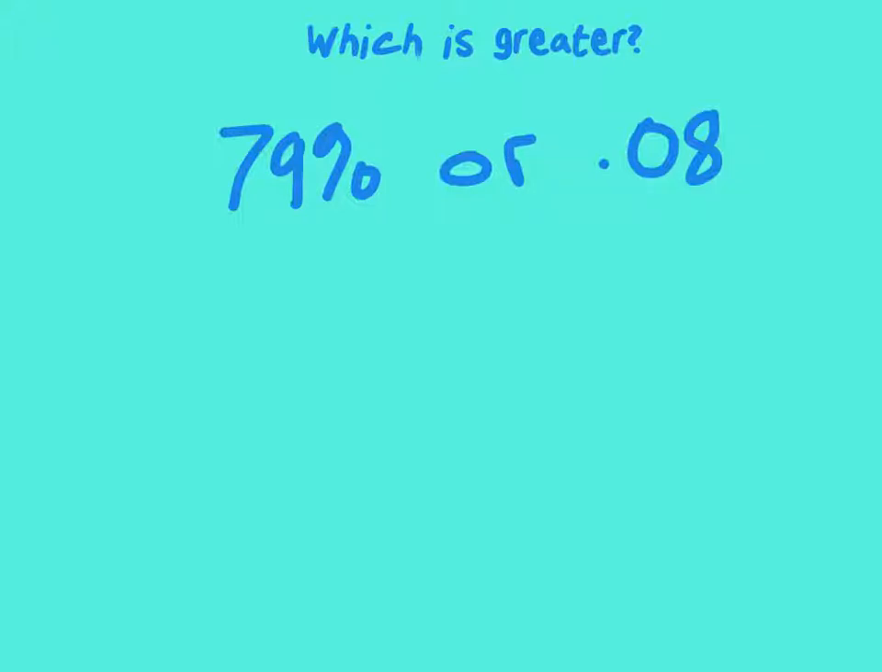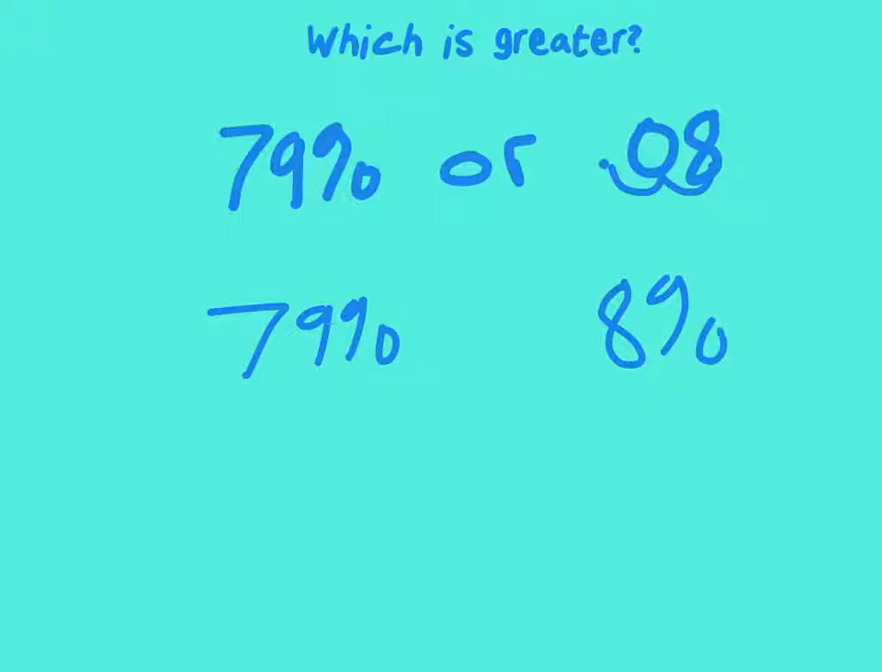So we have 79%, which is going to stay there like it is. And then we got to turn 0.08 into a percent, so we move it 2 times and we get 8%. Well, clearly, which one is bigger? Which one is greater?